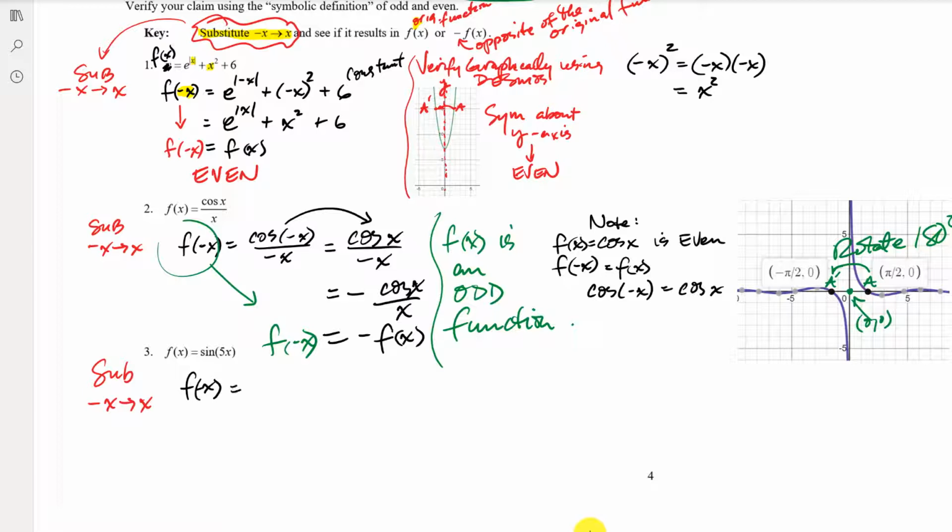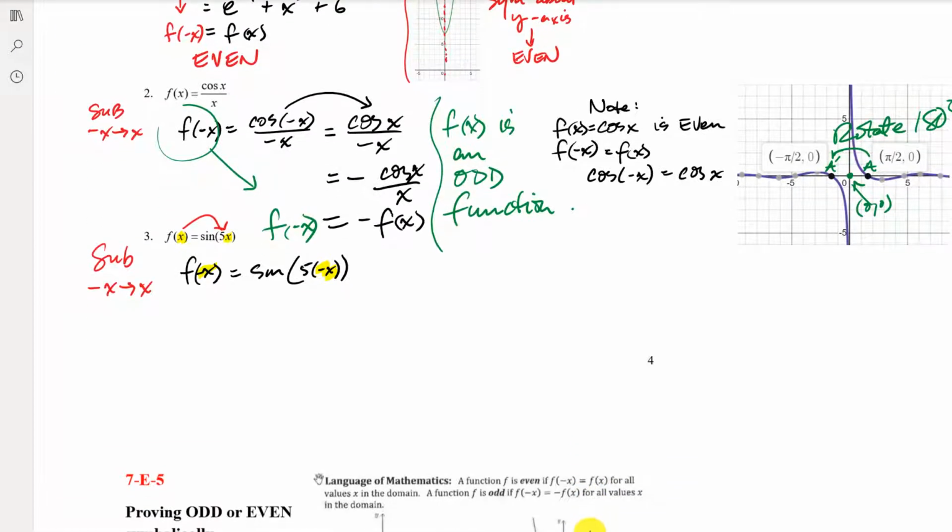So f of negative x is equal to the sine of 5 times negative x. Again, you have to substitute in right where you see x. If I want to substitute in negative x, I substitute wherever I see x. Then I multiply 5 times negative x, which is obviously negative 5x. So I get the sine of negative 5x.